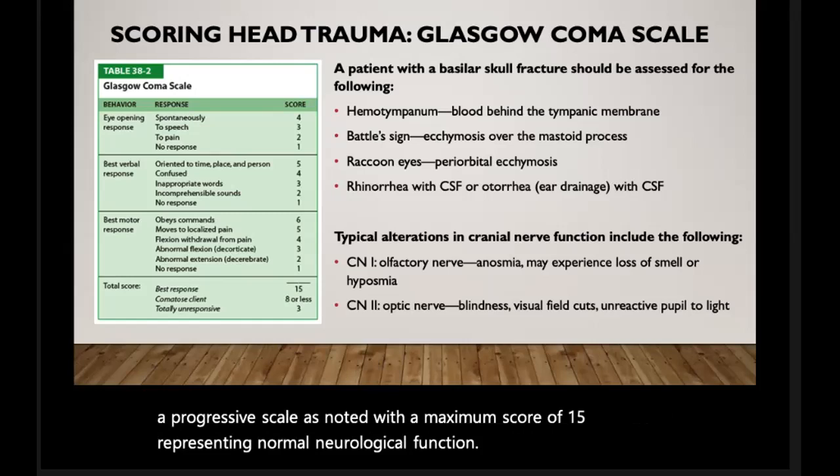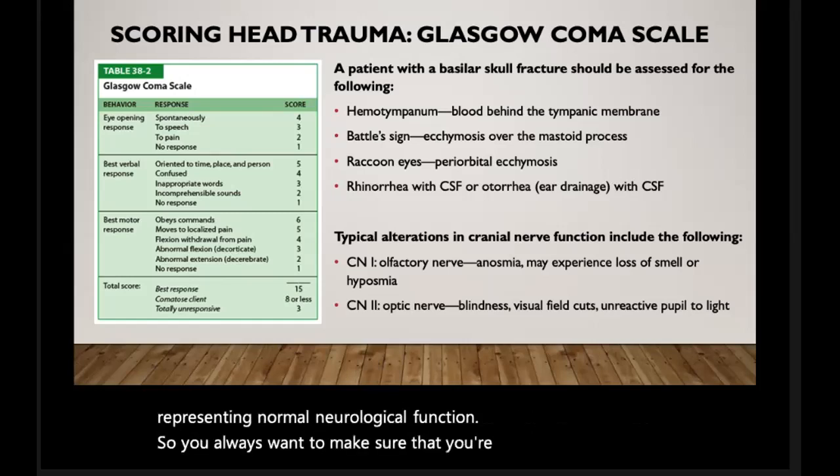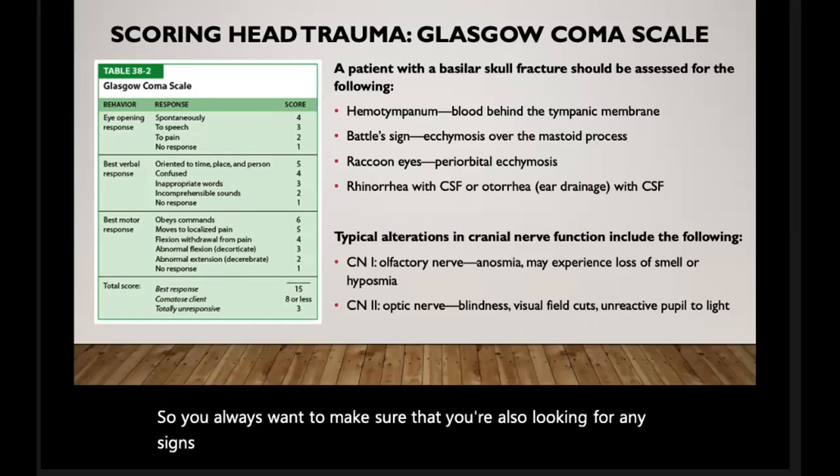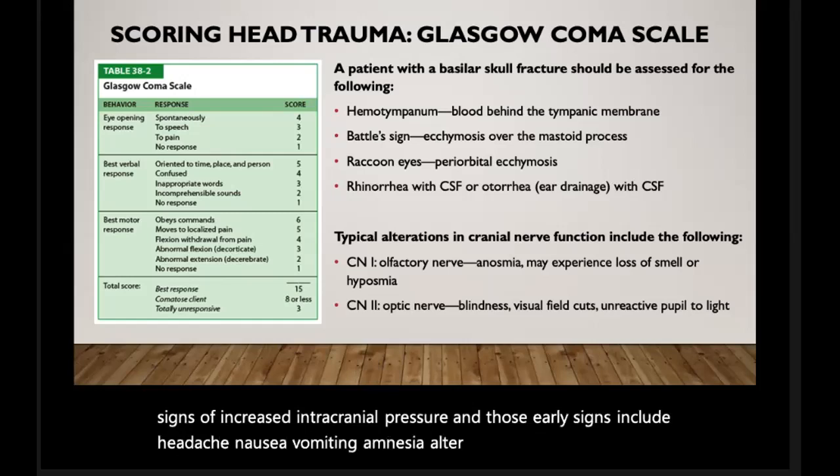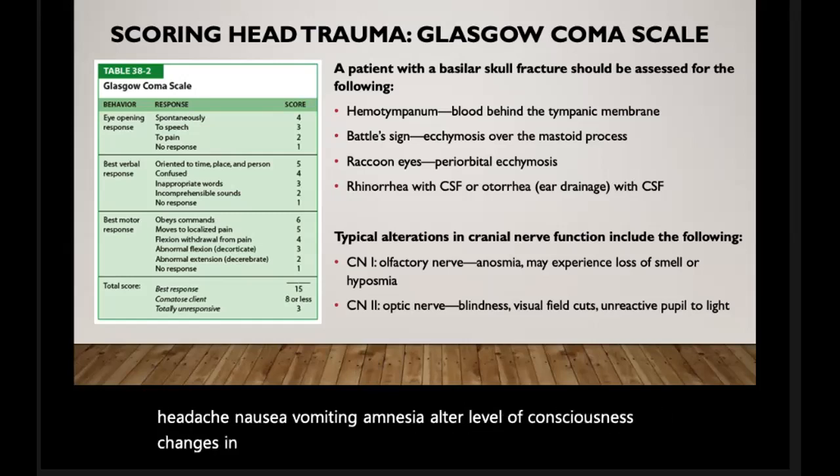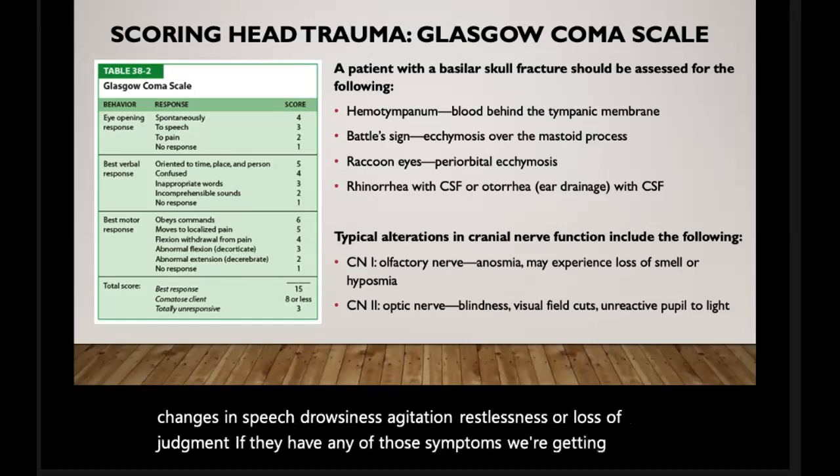You always want to make sure that you're also looking for any signs of increased intracranial pressure. Those early signs include headache, nausea, vomiting, amnesia, altered level of consciousness, changes in speech, drowsiness, agitation, restlessness, and/or loss of judgment. If they have any of those symptoms, we're getting them straight to the emergency department.